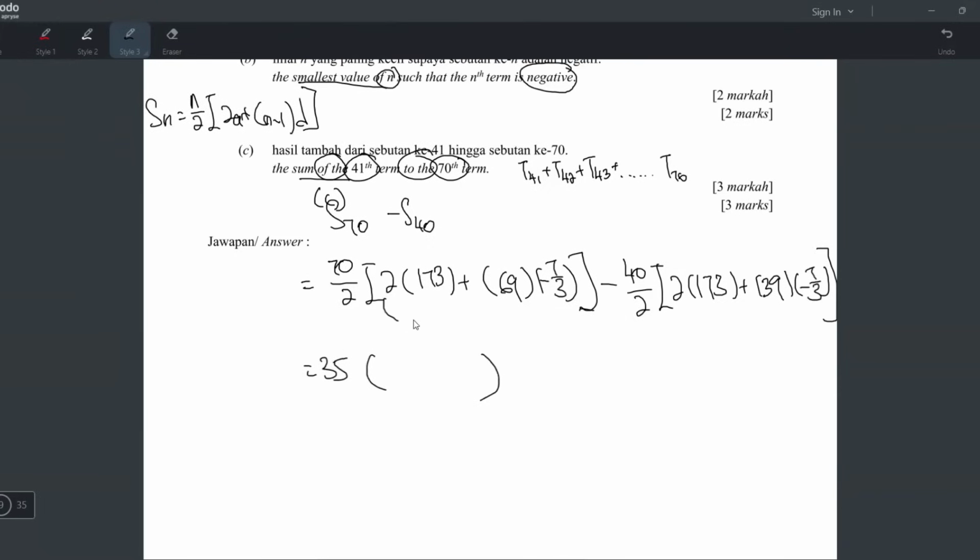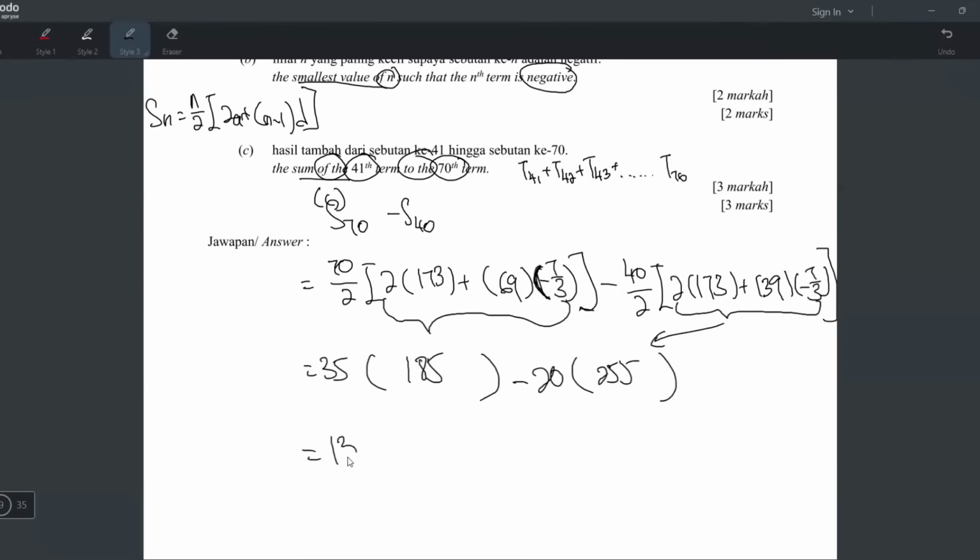And then inside this I will just press everything in the calculator. Just press it the way I write it. All the brackets must be put in. And it will give you 185. Now for the next part, minus 40 divided by 2 is 20. And inside this it's the same, just press everything in the calculator, let the calculator do it for you, and then you get 255. And lastly, you press 35 times 185 minus 20 times 255, and you will get 1375. So that's the answer, the sum of the 41st term to the 70th term.